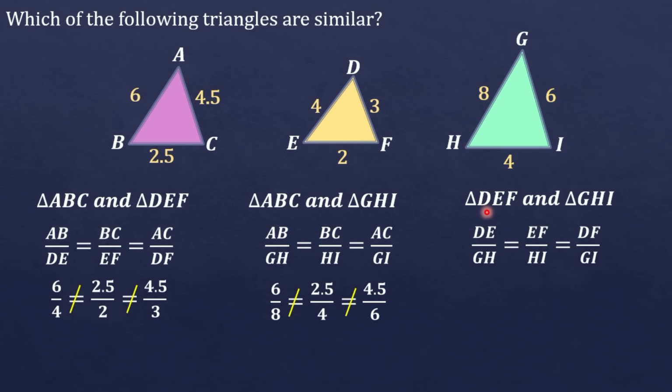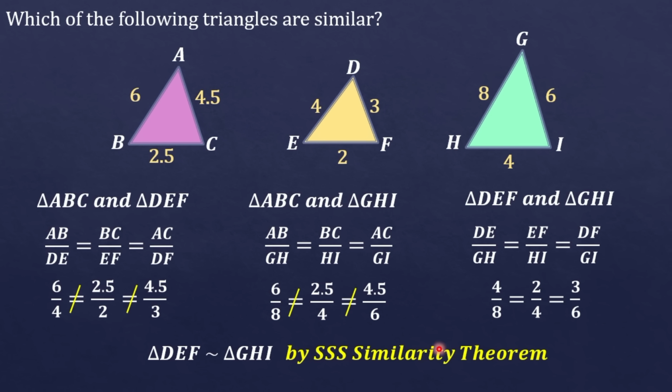Now, let's try this one. Kunin natin ang kanilang corresponding sides and let's check if their corresponding sides are proportional. Kapag kinuha natin ang lowest term nitong tatlo, this is 1 half, 1 half, 1 half. So, pare-pareho po sila ng similarity ratio. Ibig sabihin, based dito sa tatlong triangles na given natin, ang similar po dito ay triangle DEF and triangle GHI. So these two triangles are similar, since 3 sides po yan at yung 3 sides nila ay proportional, ibig sabihin they are similar by SSS Similarity Theorem.